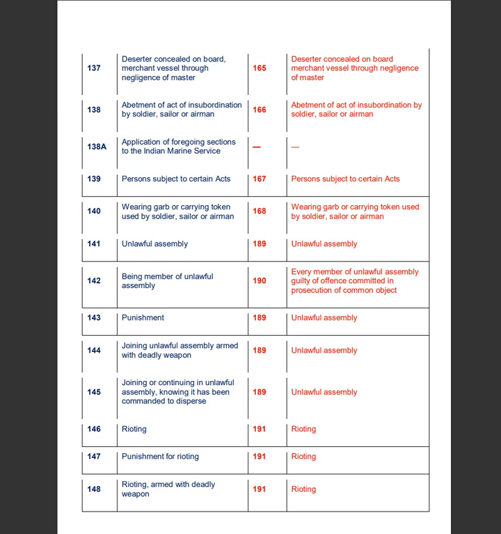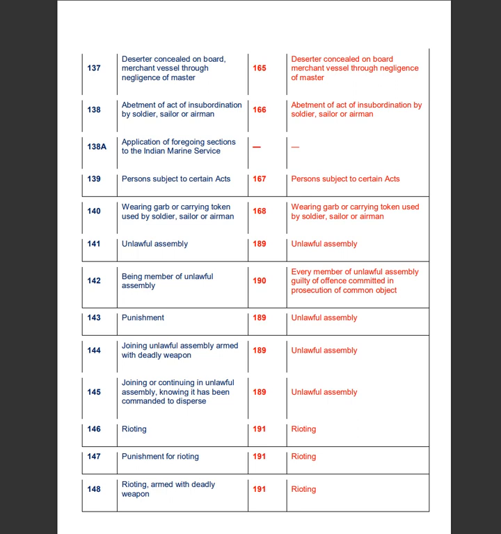This is part 4 of the comparative table of IPC and Bharatiya Nyaya Sanhita 2023. So let us start. Section 137 of the Indian Penal Code deals with deserter concealed on board merchant vessel through negligence of master, whereas Section 165 of the BNS deals with deserter concealed on board merchant vessel through negligence of master.